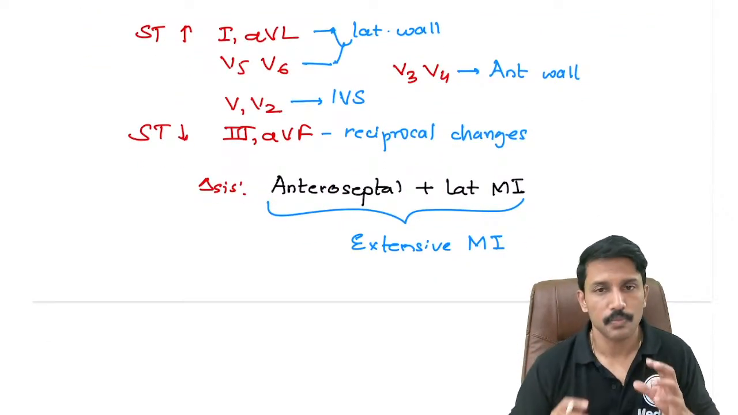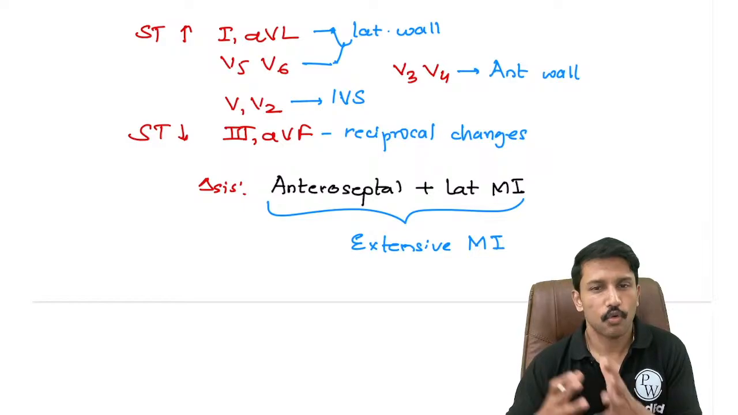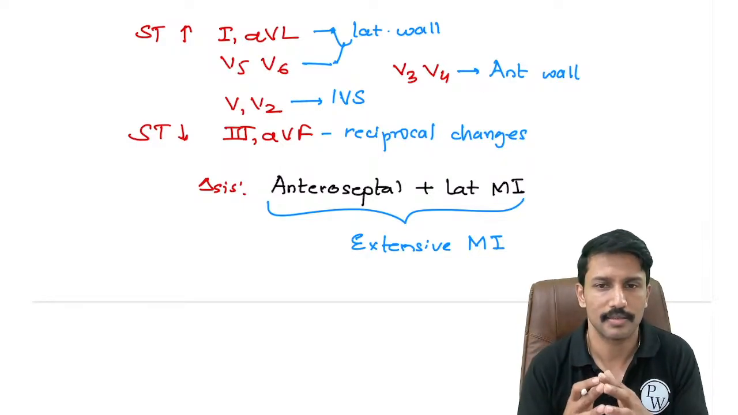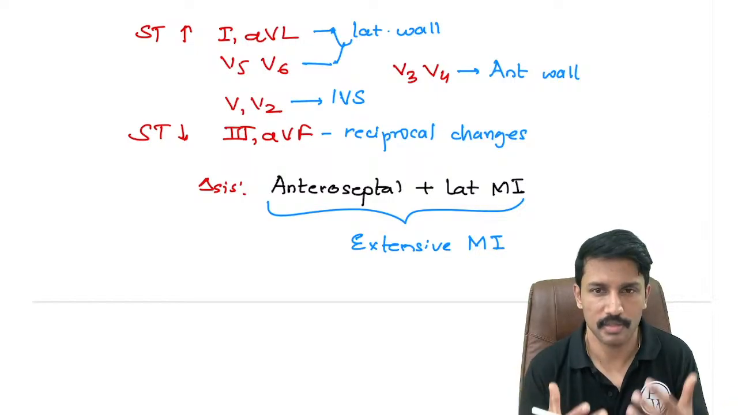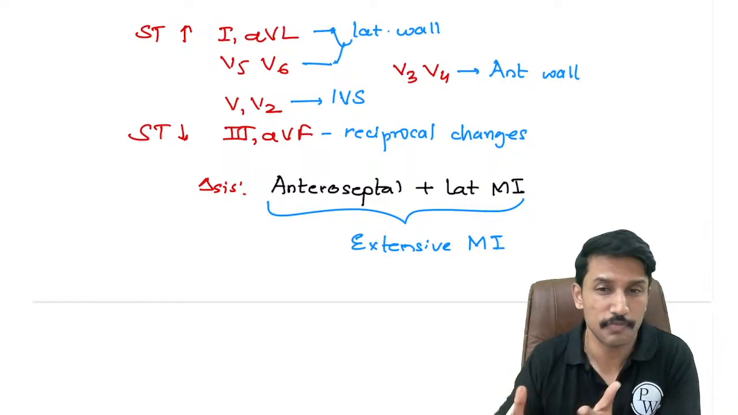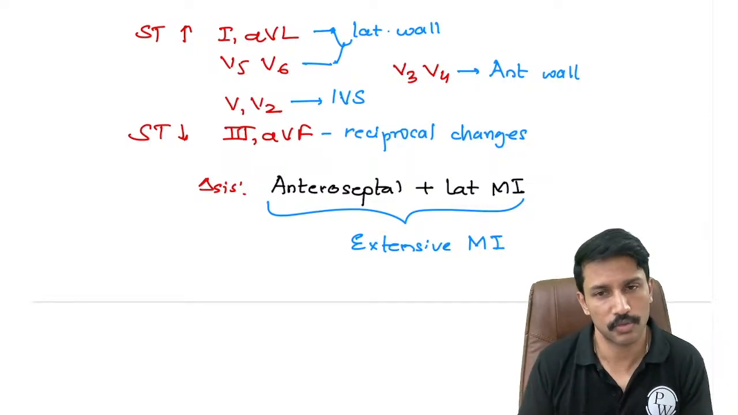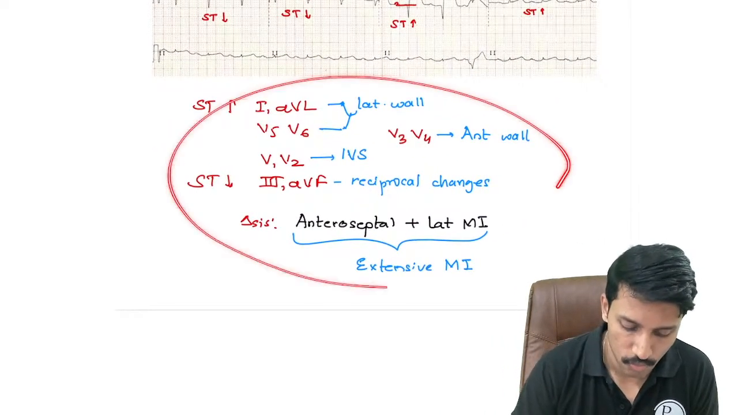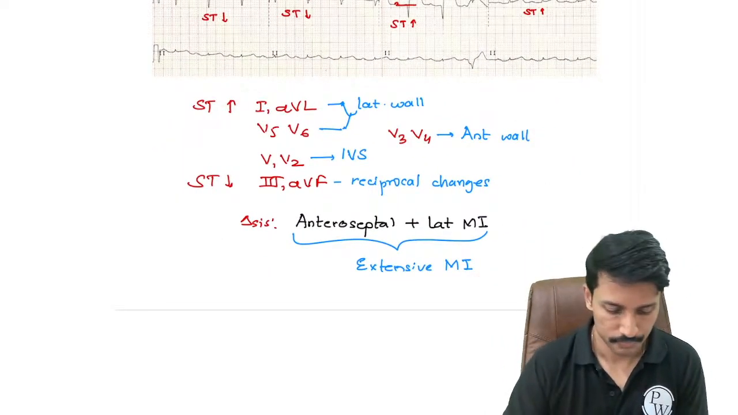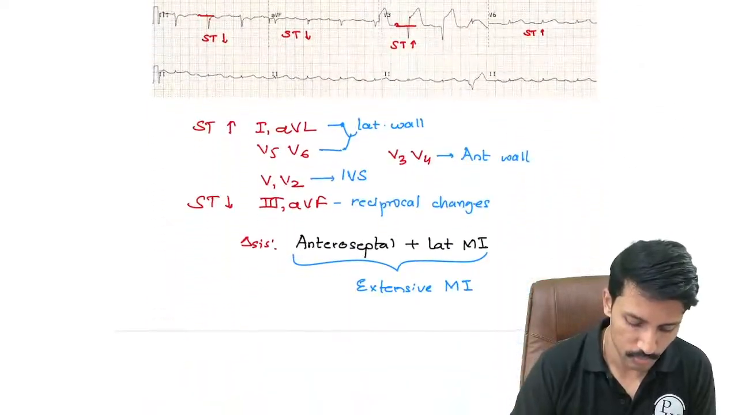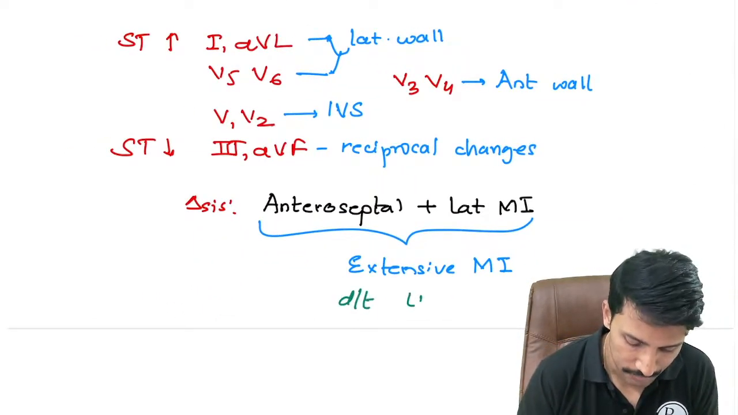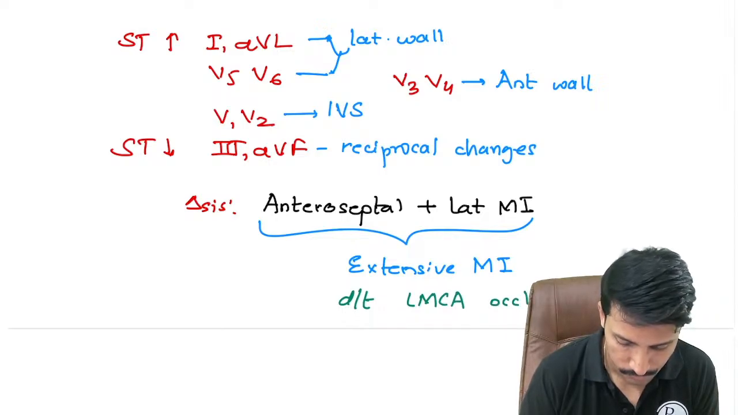Many of these patients collapse and die quickly because the interventricular septum, then the lateral wall, and the left ventricle, which is forming the anterior wall, they're all going dysfunctional in a very short span of time. So it can lead to shock and death. So the death risk is very high when you have extensive MI. So this extensive MI is most likely due to occlusion of the left main or left coronary artery.